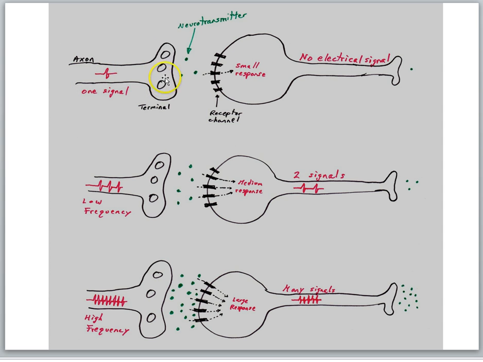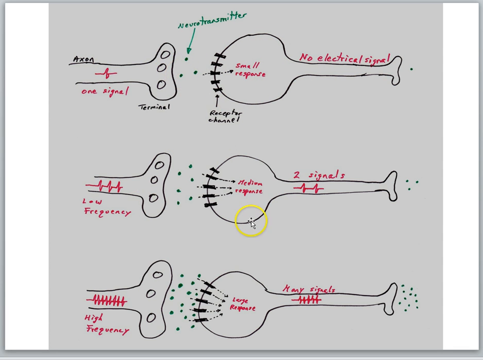Well, it's only one signal, and the effect of that is that only a few of these vesicles are going to fuse with the membrane, and not much neurotransmitter will be dumped out into the synapse. Well, if there's not much neurotransmitter, not many of these channels will be opened up, so not a lot of sodium can get in. So we have a small inflow of sodium, which means we may not reach threshold, so we do not open up those first key channels on the axon here, so we get no action potential. In effect, the target cell is saying the input was too weak.